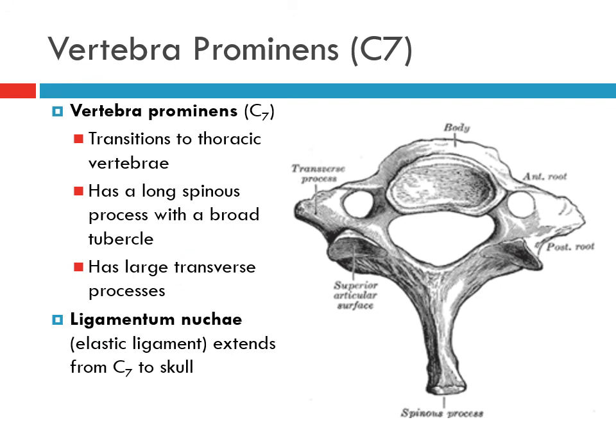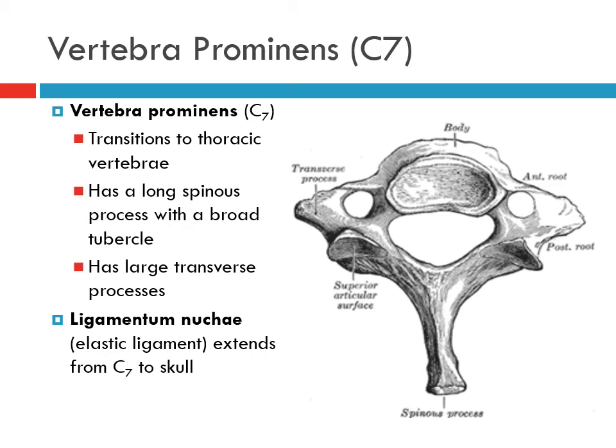C3 to C6 are all pretty similar: small body, small vertebrae, bifid spinous process. And then we come to C7, which is called vertebra prominens, because it has the most prominent spinous process of any of the cervical vertebrae.